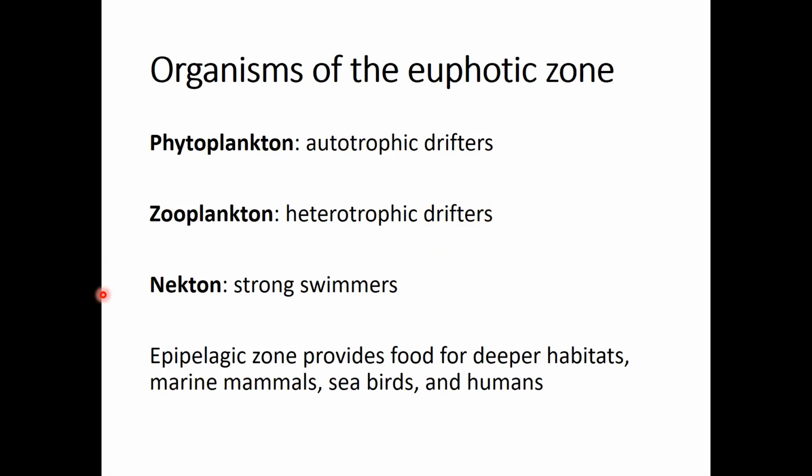And the epipelagic region is really important because it's providing food for deeper habitats. So dead organic material from the epipelagic zone sinks down to the seafloor and feeds deeper layers. So we've talked a lot about detritus as a food source for benthic organisms. And some of that detritus can be coming from production in the epipelagic zone. And the epipelagic zone also provides food for many different species of fishes, marine mammals. Seabirds will feed from the epipelagic zone, and humans harvest fish, or industrial fishing operations are focused on this epipelagic zone.